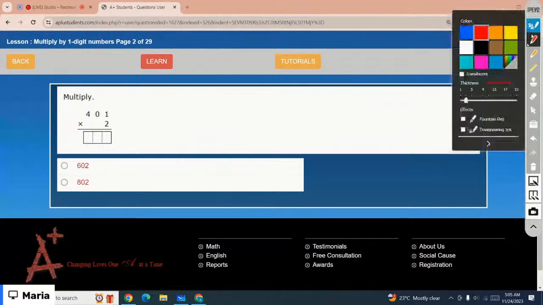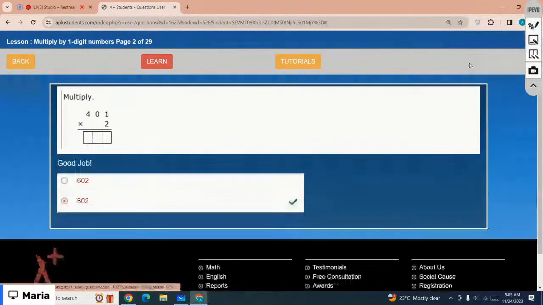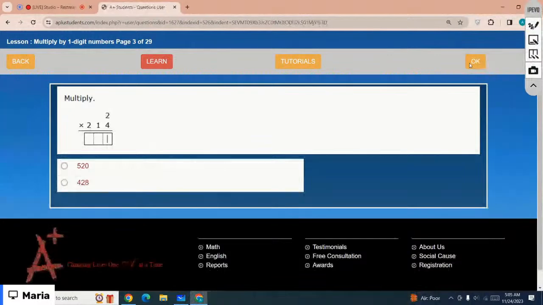Okay, now the next one you have to do in your notebooks. So get ready. The next one is 214 times 2. Which is the correct option? Use your notebook, multiply and write the answer in the chat box.